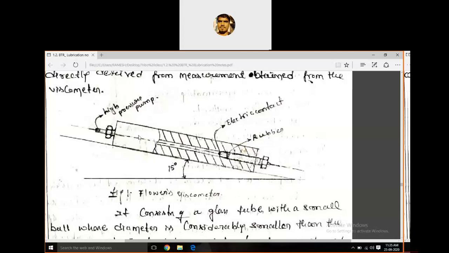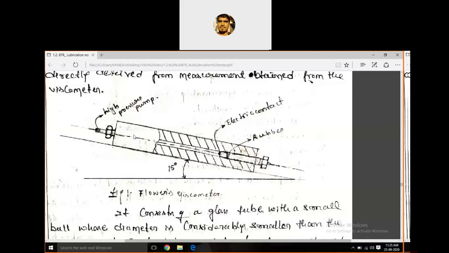Here we release the ball, and once we release it, it starts flowing down. The time required to travel a definite distance along the tube indicates the viscosity of the liquid. In the glass tube we place some of the liquid. It has an outer diameter and an inner diameter, and in the inner diameter we place the fluid. At one end we place the ball, and at the other end there is a rubber and an electric contact, and the entire system is placed at 15 degrees.